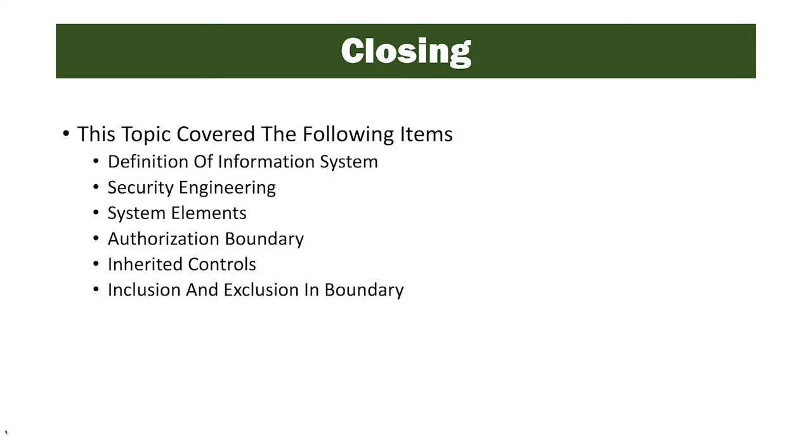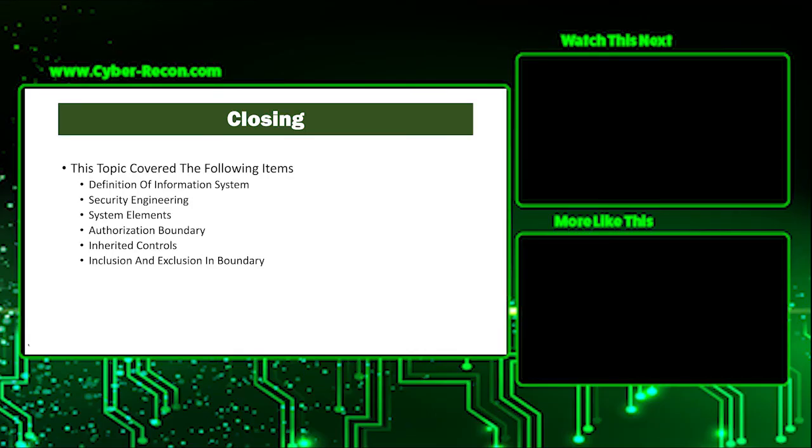So in closing, this topic covered the following items: definition of an information system, security engineering, system elements, authorization boundary, inherited controls, and inclusion and exclusion in the boundary. If any of these things don't sound familiar, please go back and watch them again, and we'll see you in the next module.